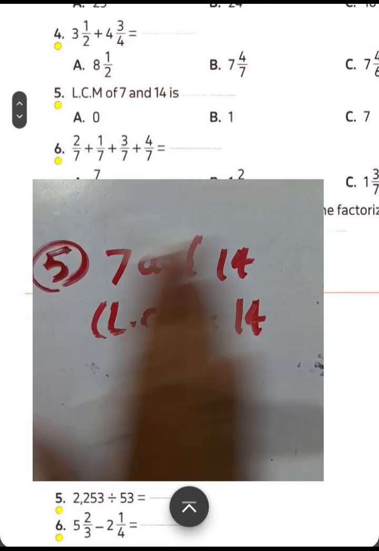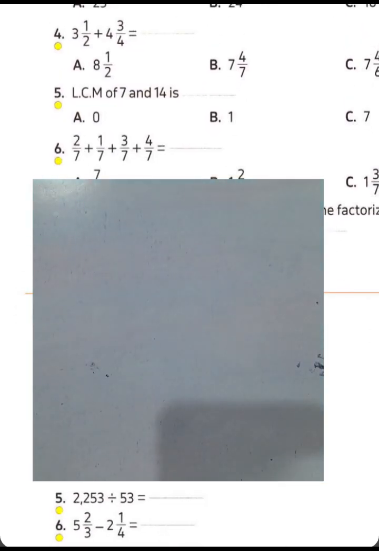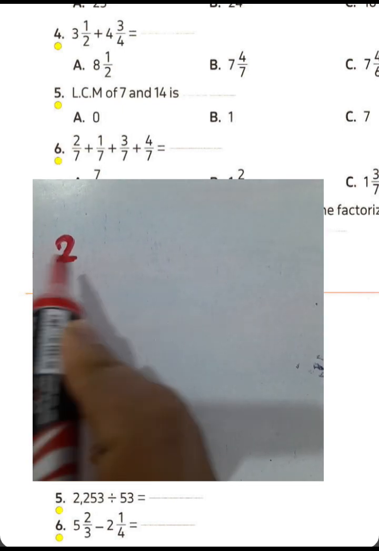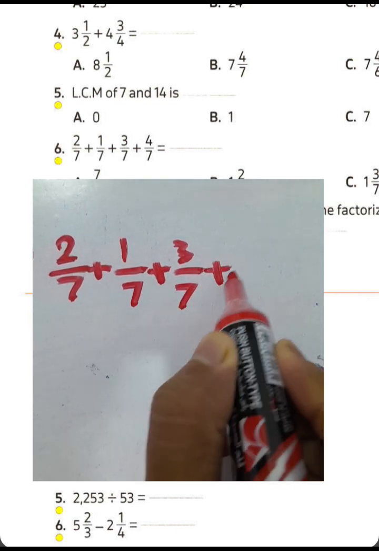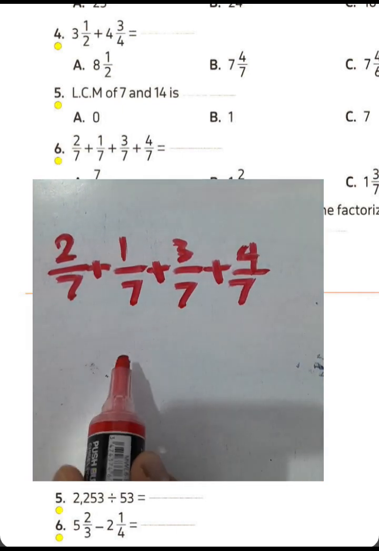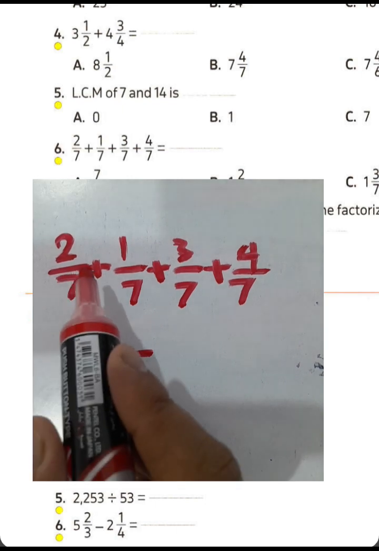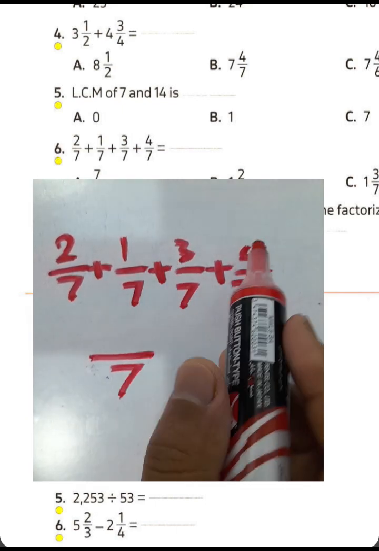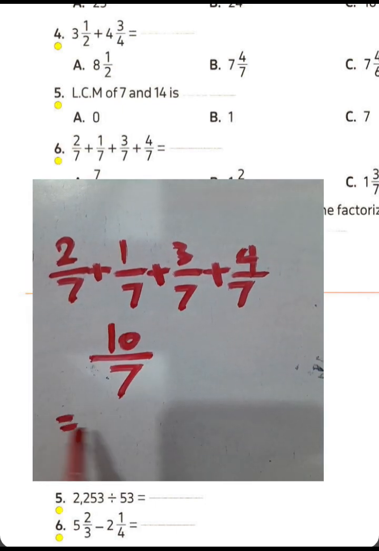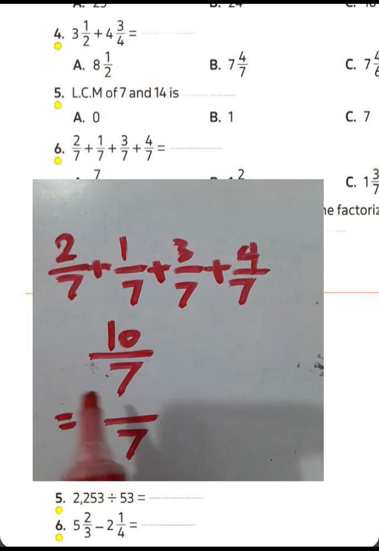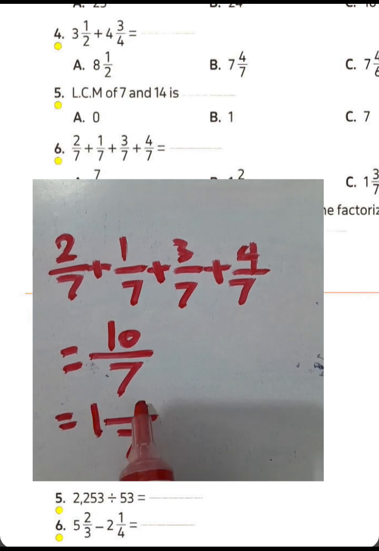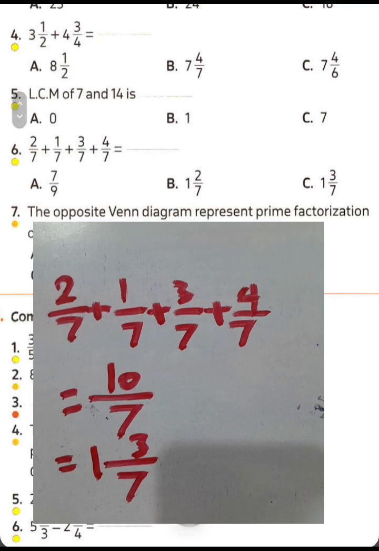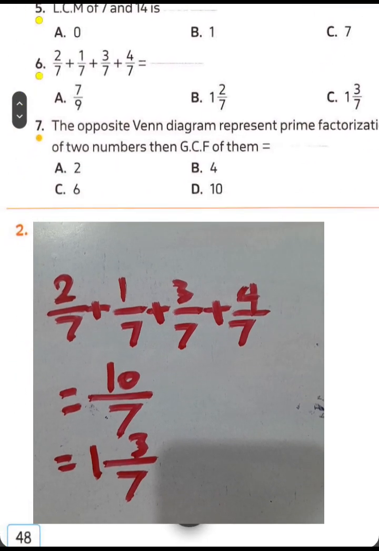Question number 6. 2 over 7 plus 1 over 7 plus 3 over 7 plus 4 over 7. We can write 7 in the denominator. 2 plus 1 equals 3. 3 plus 3 equals 6. 6 plus 4 equals 10. 10 over 7. You can simplify it because it's improper. You can convert it from an improper fraction to a mixed number. 10 divided by 7 equals 1 and the remainder 3. The result will be 1 and 3 over 7. Choose letter C for this example.